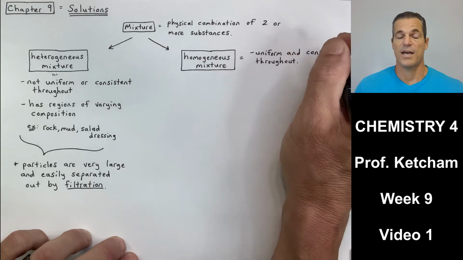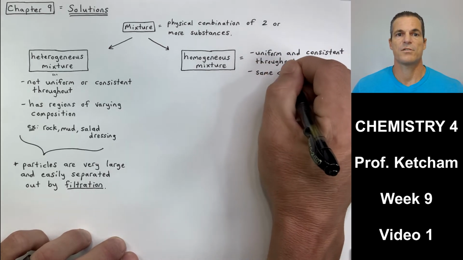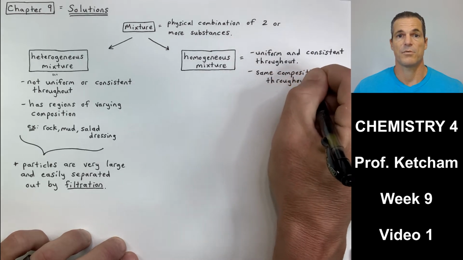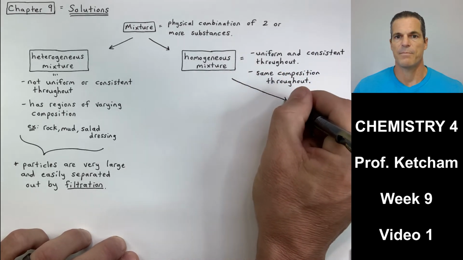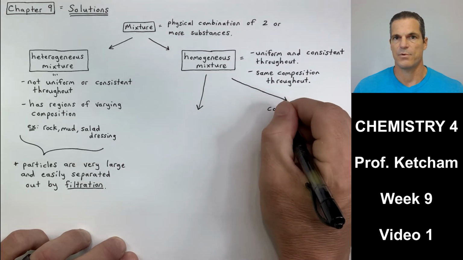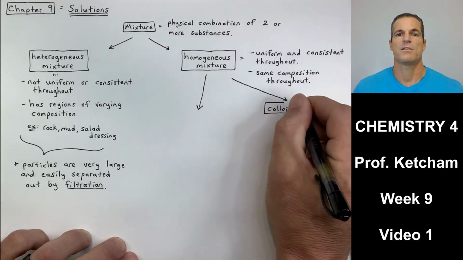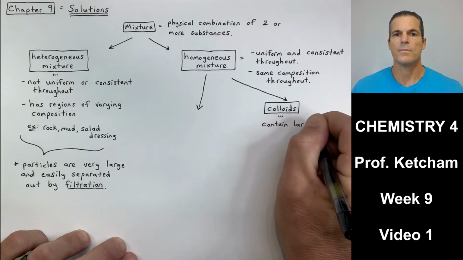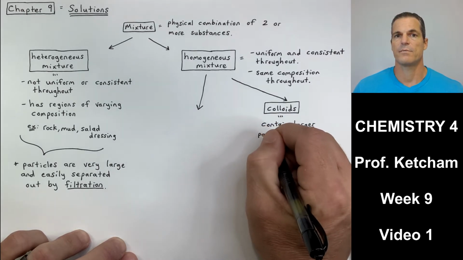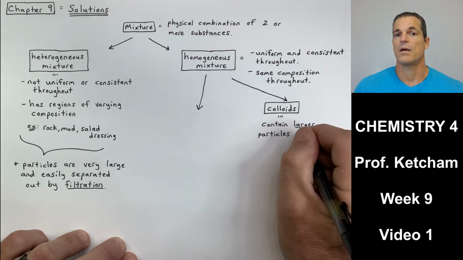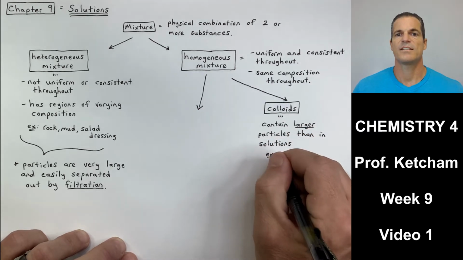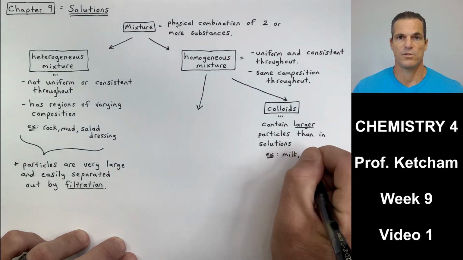The right hand side is. So homogeneous mixtures are uniform and consistent throughout. They have the same composition no matter what part of the sample you take from. And on the right hand side here I've written colloids. Your book also talks about something called emulsions, but colloids and emulsions contain larger particles than in solutions.